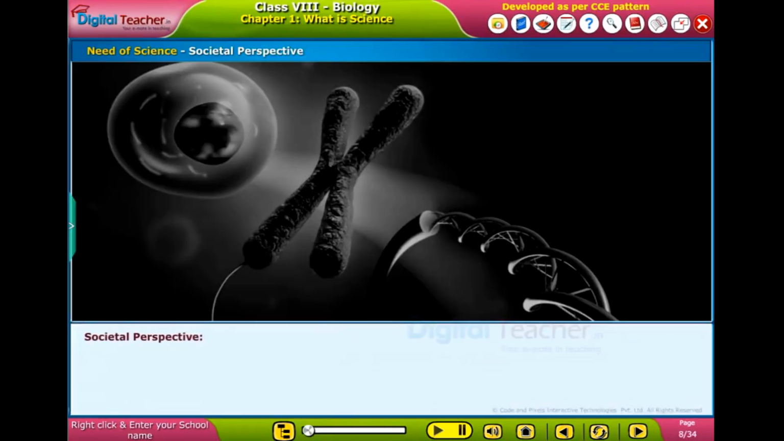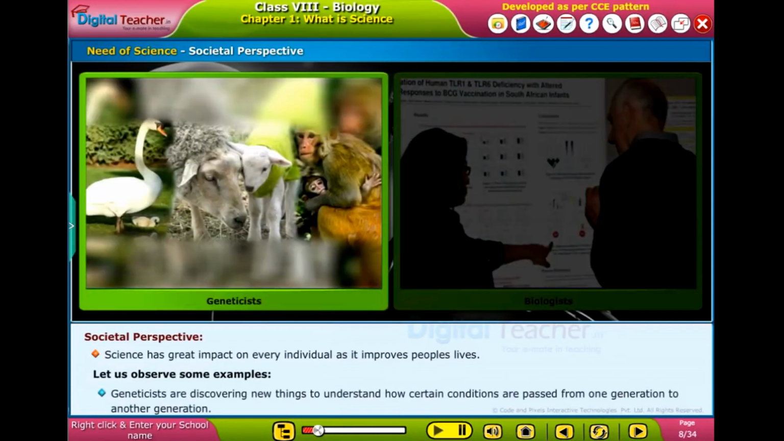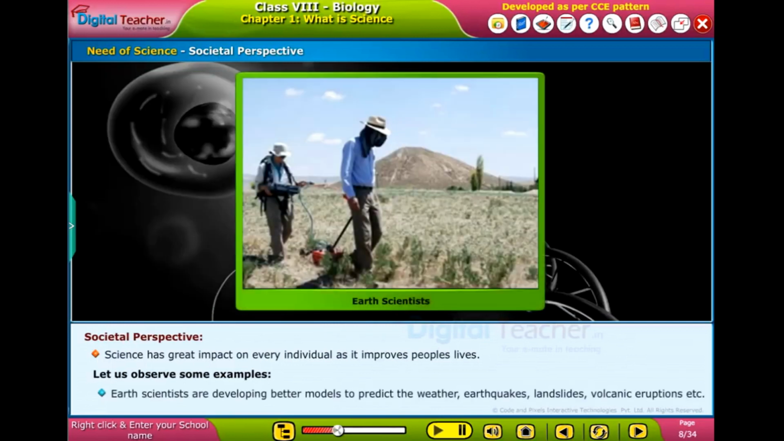Science has great impact on every individual as it improves people's lives. Let us observe some examples. Geneticists are discovering new things to understand how certain conditions are passed from one generation to another generation. Biologists are seeking the information about the transmitted diseases in order to improve the lives of ordinary people. Earth scientists are developing better models to predict the weather, earthquakes, landslides, volcanic eruptions, etc.